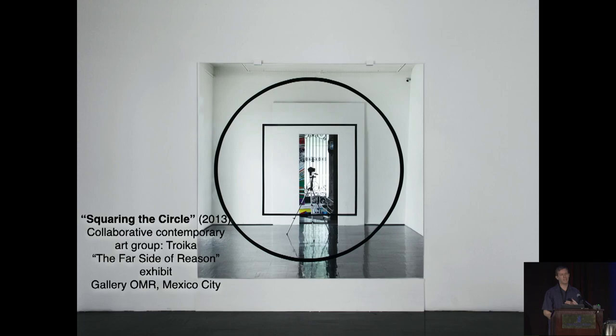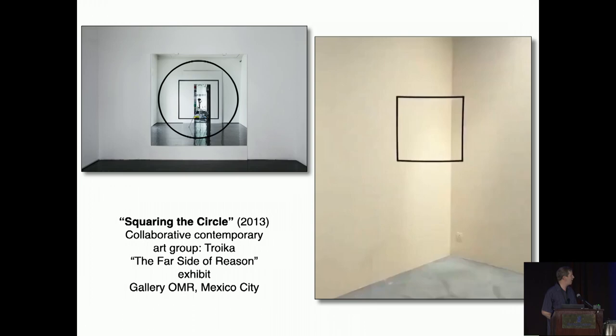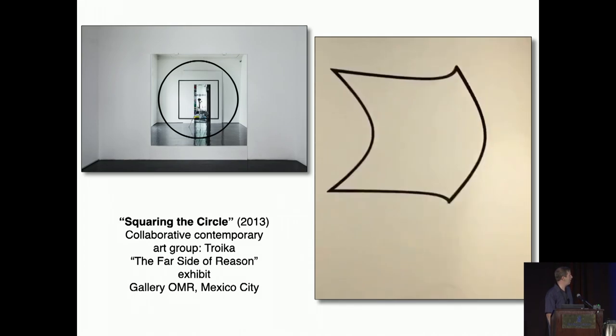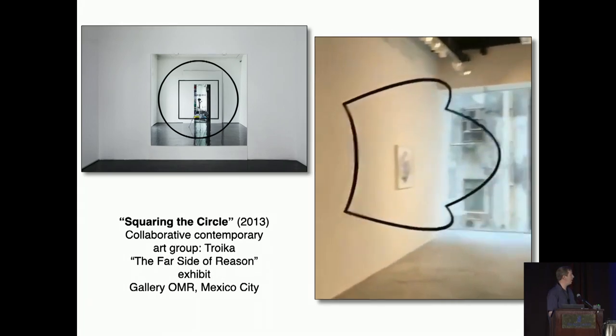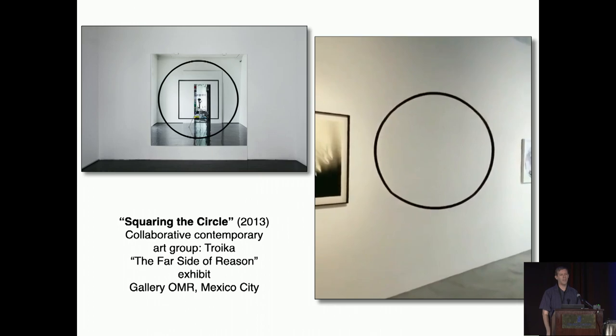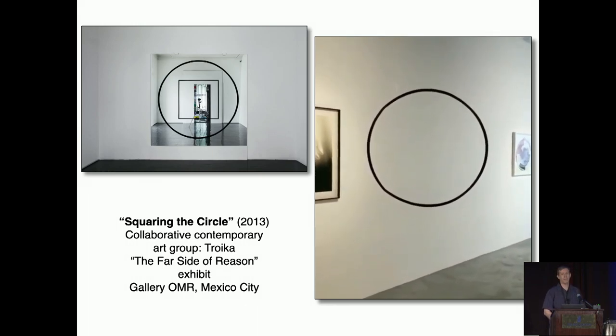So I first saw this, I don't even know when, it was circulating around social media, and actually probably most people saw it in this video here, which hopefully, can I play this? So it's playing. Okay, so here's a video of this shape that if you look at it from one direction, it's a circle, and from another direction, it's a square. And so I wanted to figure out what the math was behind this and see if I could make one myself. I should mention that this was from an artist collective called Troika, and the photo in the upper left was from an exhibit in Mexico City in 2013.